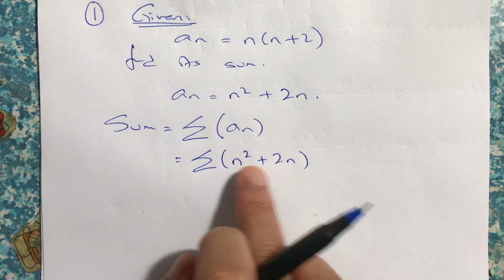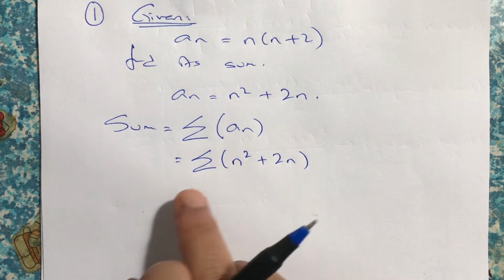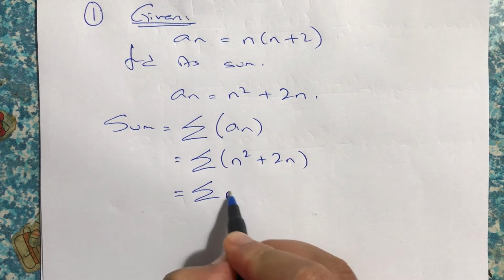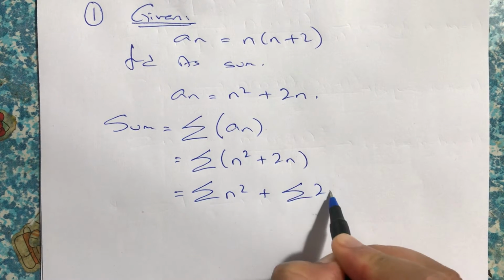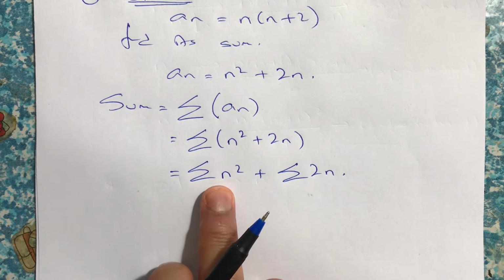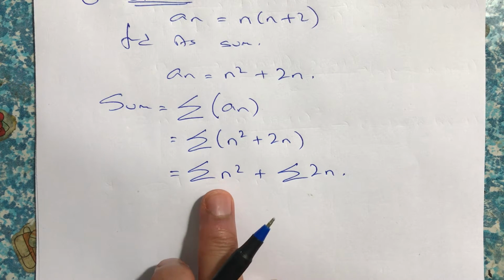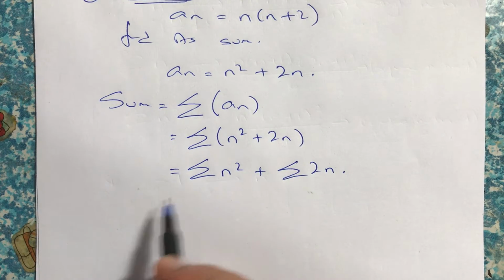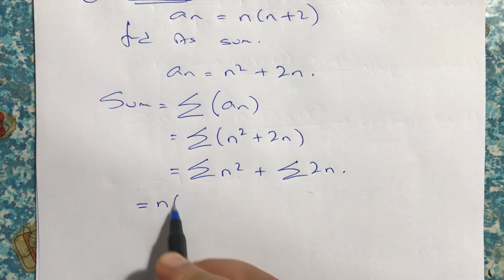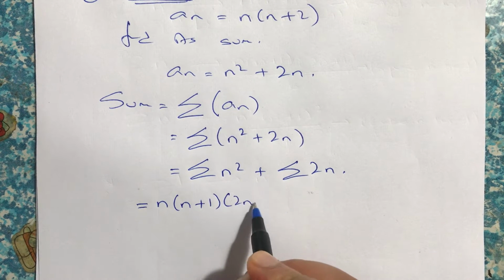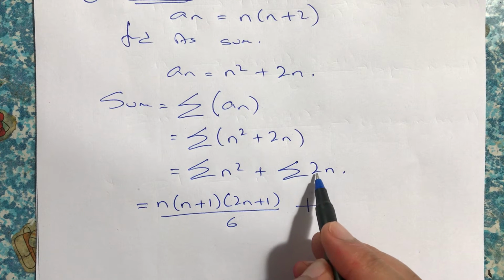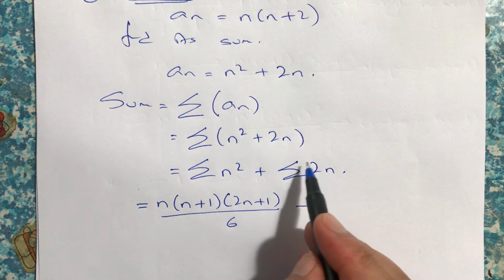Now, since there is a plus in between, we can separate them: the summation of n squared and the summation of 2n. So we can write summation n squared plus summation of 2n. Okay, now we said there is a formula for summation n squared, and the formula for summation n squared is this. So we'll go ahead and apply this formula. Over here we can write it as n(n plus 1)(2n plus 1) whole thing divided by 6. Now over here, if we have a number and n, always the numbers we can bring in the front.